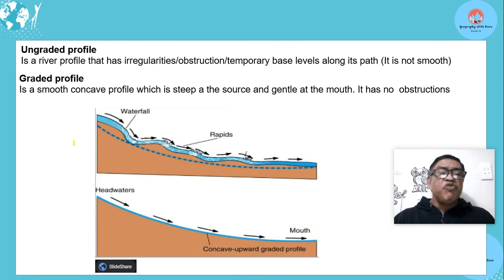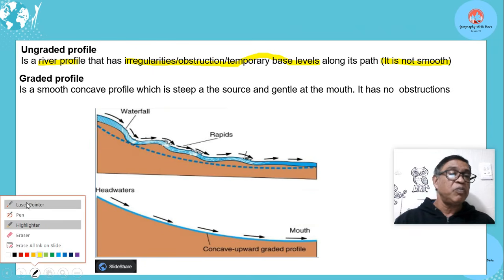Then we look at profiles, an ungraded profile and a graded profile. All right. What are the differences between the two? Now, let's look at the explanation and a little resource. So we say an ungraded river profile has irregularities, obstructions, or temporary base levels. It is not smooth. Now let's look at this one. There's many obstructions here. There's a waterfall. Let me get my highlighter. All right. There's a waterfall, or pointer rather.